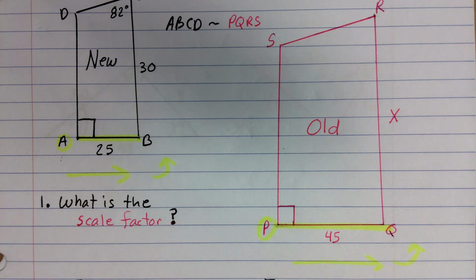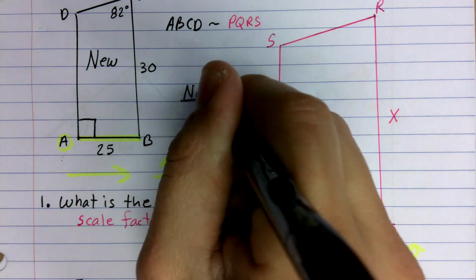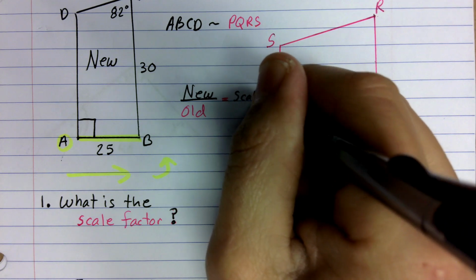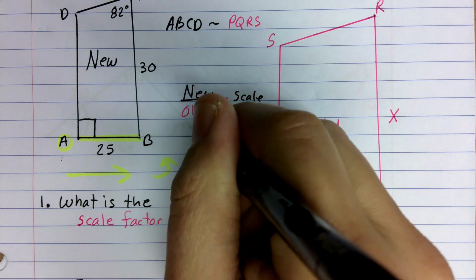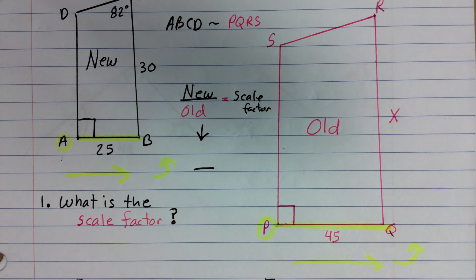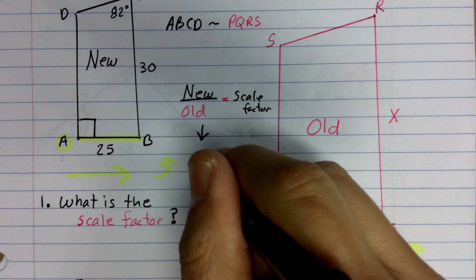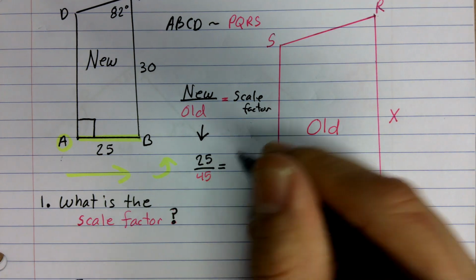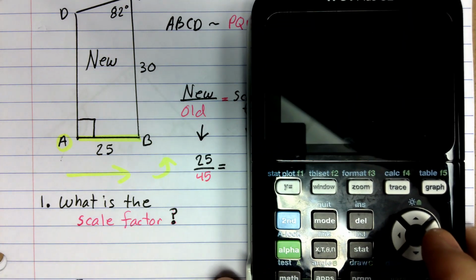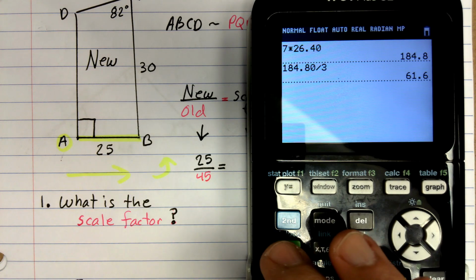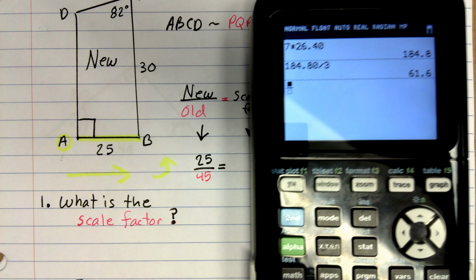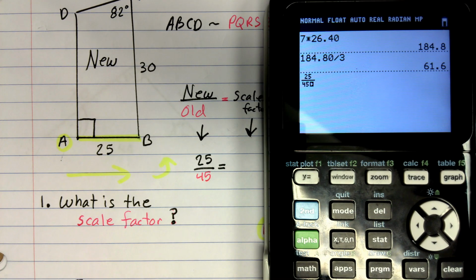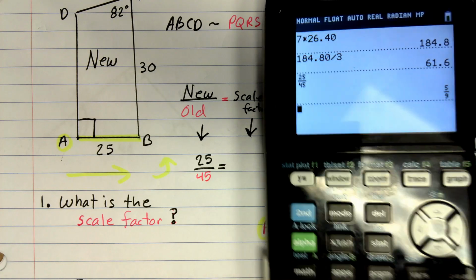So I'm going to take my new value. You always want to do the new value over the old value when you're finding scale factor, and this will be equal to the scale factor. If I put that in my calculator to see what ratio I get, I'm going to have 25 over the old, which is 45, and what it's equal to is going to be my scale factor. So I'll get my calculator right quick, and we'll do 25 over 45. I typically like to keep these as a fraction. I don't like dealing with decimals unless I have to when it comes to scale factor. So I put it in my fraction bar by using the alpha y equal function, and I have 25 over 45, and it gives me 5 over 9. So 5 over 9 is our scale factor.